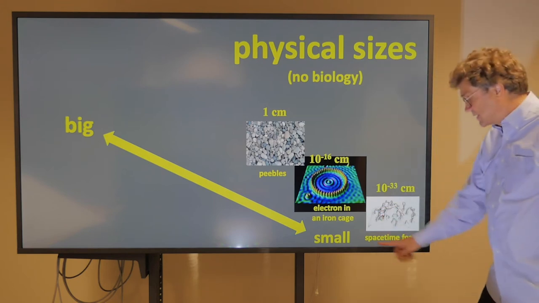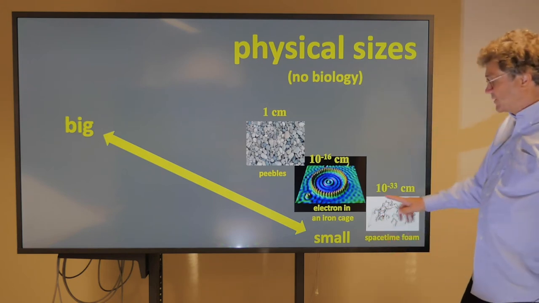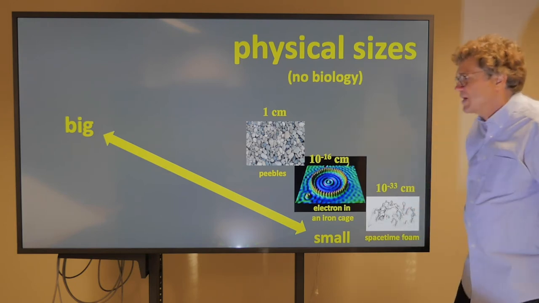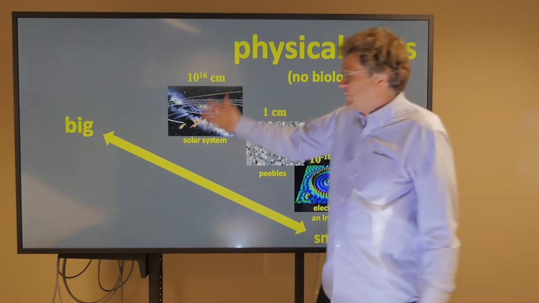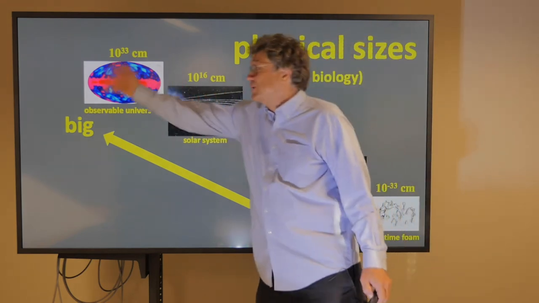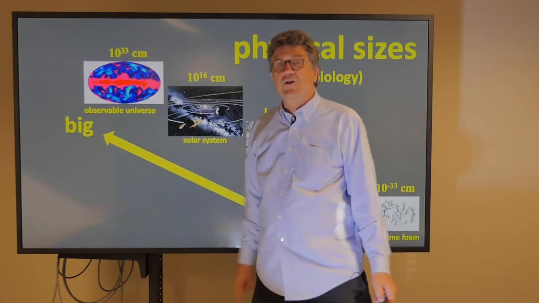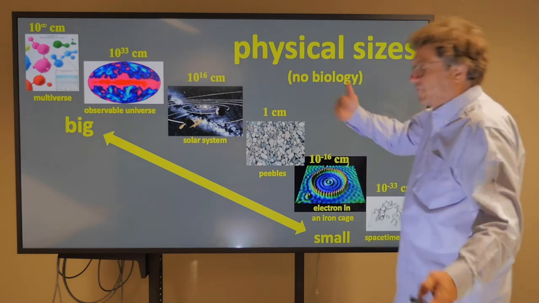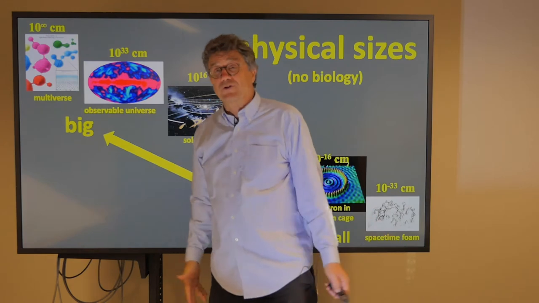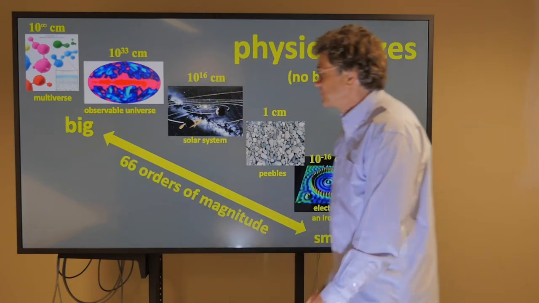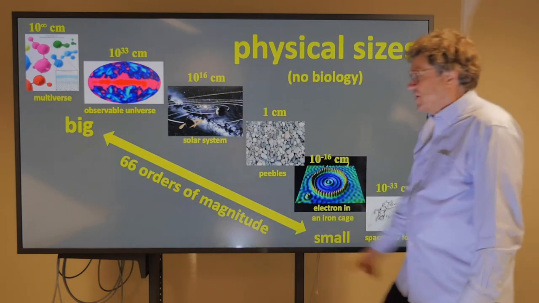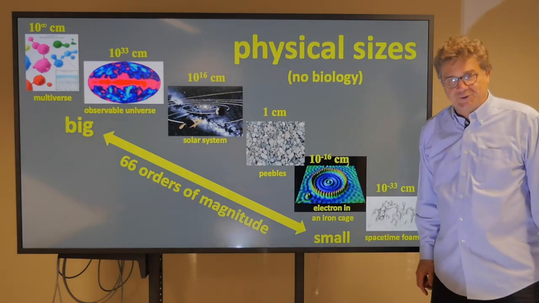Even smaller is spacetime foam. We think when you get down to a size of about 10 to the minus 33 centimeters that it must be something like this, a foam. And then larger scales we're more comfortable with. The solar system is about 10 to the 16 centimeters, and then the cosmic microwave background showing us the extent of the observable universe, 10 to the 33 centimeters. And then even further than that, this is a part maybe of a larger universe that might be infinite, maybe it's even a part of the multiverse, which is super infinite. In any case, between space-time foam and the observable universe, there are 66 orders of magnitude.